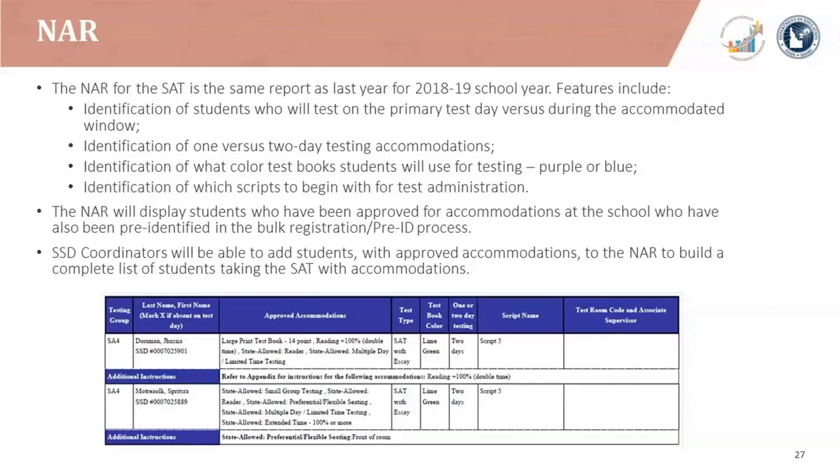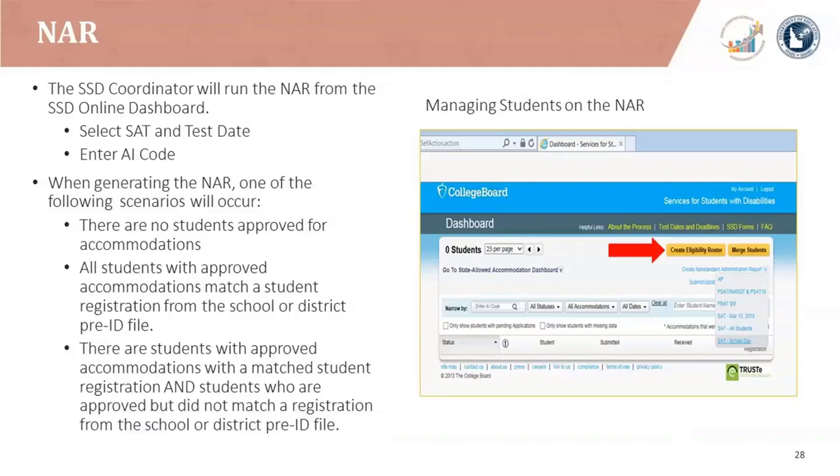The NAR also displays students who have been approved for accommodations at the school and also have been pre-ID'd in the bulk registration pre-ID process. SSD coordinators will be able to add students with approved accommodations to the NAR to build a complete list of students taking the SAT with accommodations.